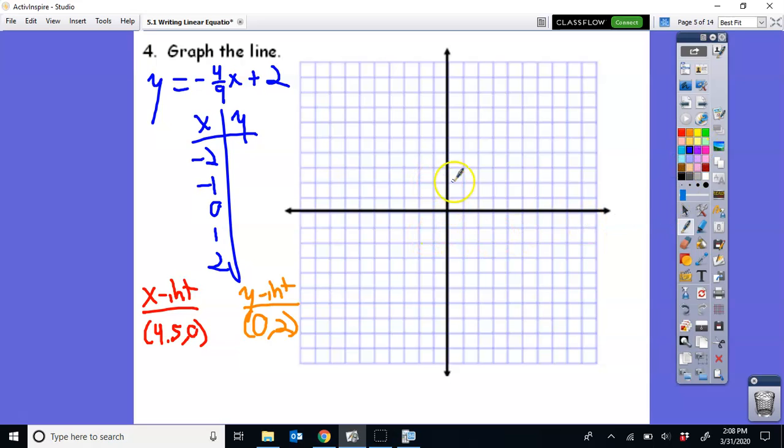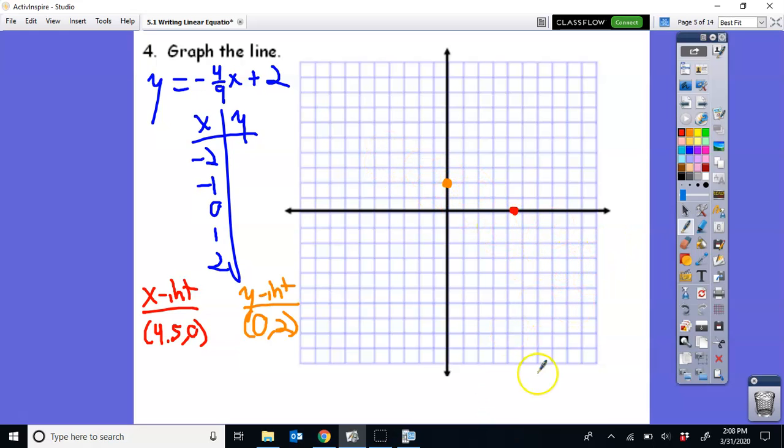You should have a point at (0, 2), right here, up to my y-intercept, and (4.5, 0), right here, my x-intercept. Notice again the x-intercept is on the x-axis, the y-intercept is on the y-axis. And then you could connect those dots and make your line.